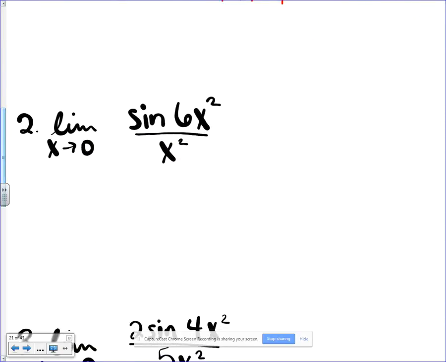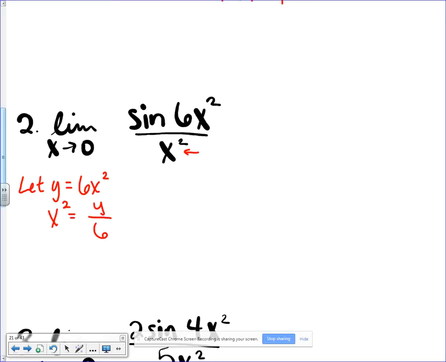All right, number 2. First thing I need you to notice is that the squared is here on the angle. It is not on the sine like that. It is on the angle. So just something to note. So I cannot plug in 0. Looks like I'm going to do a little bit of substitution here. I'm going to say that. And it also looks like I'm going to need to solve for x squared down here. So x squared will be that as well.